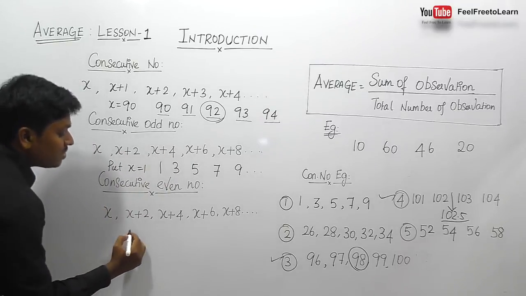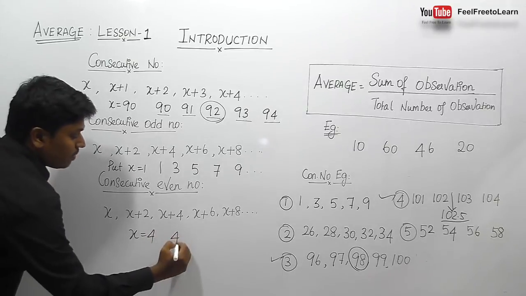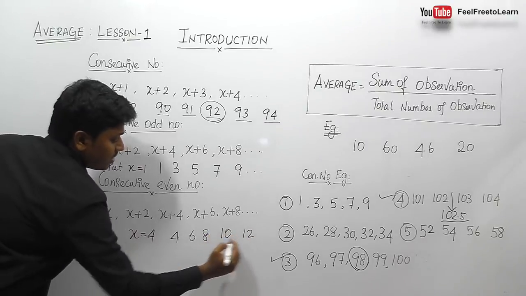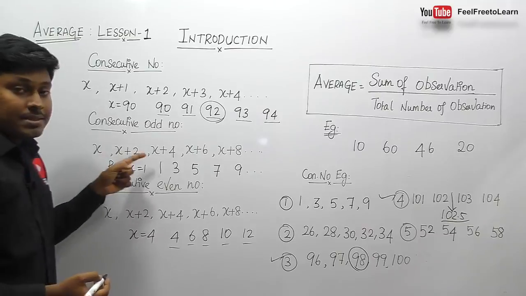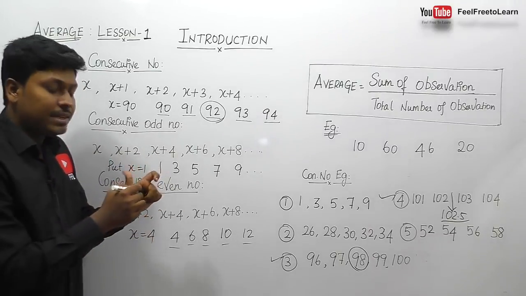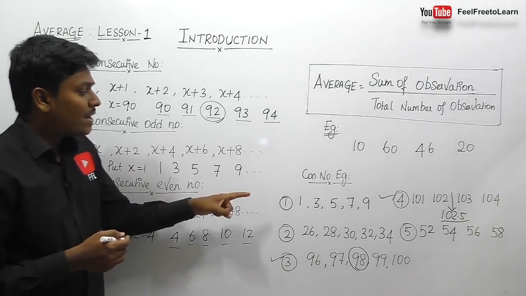If I substitute the value x is equal to 4, an even number, right? So here it is 4. Then 4 plus 2 will be 6, 8, 10 and 12. So the result will be consecutive even numbers. Both formulas are the same. Remember that the value we substitute for x decides whether the result is consecutive odd or consecutive even numbers.